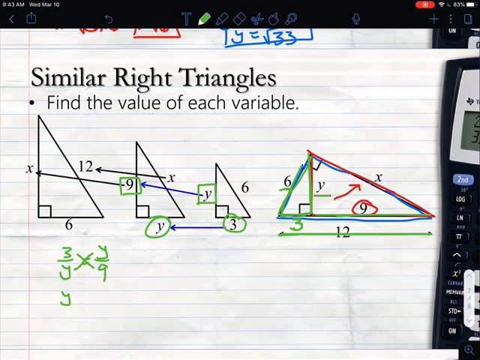Cross multiply, I get y squared equals 27. When I take the square root, I get y equals, and now I have to break it down. 9 times 3 would give me a perfect square of 9, and so I get 3 square roots of 3.